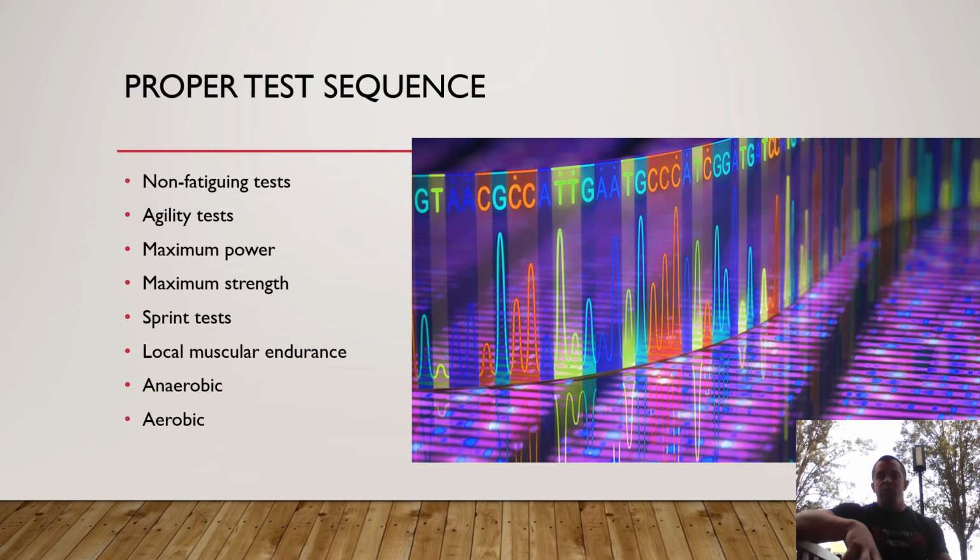After that, you would do something like a short agility test, like a T-test. From there, you go into maximum power. We're talking about something like a clean and jerk or a snatch. Maximum strength would be some sort of 1 RM or 3 RM. Sprint tests, local muscular endurance test, anaerobic test, and finally aerobic test, because aerobic tests like the beep test or graded exercise test are the most fatiguing.